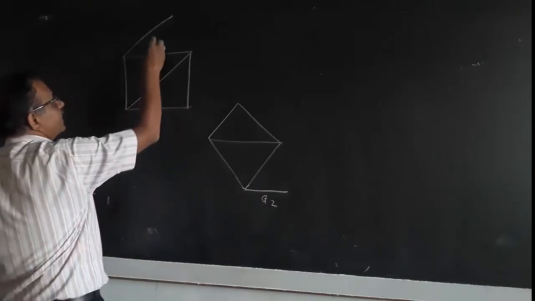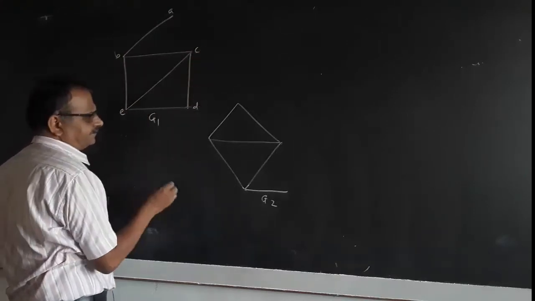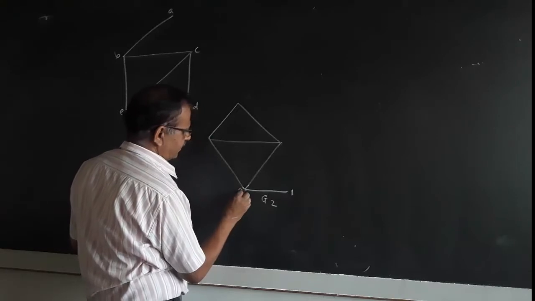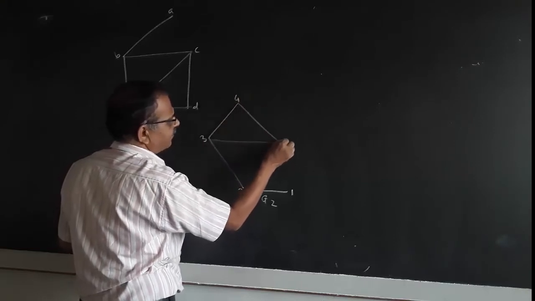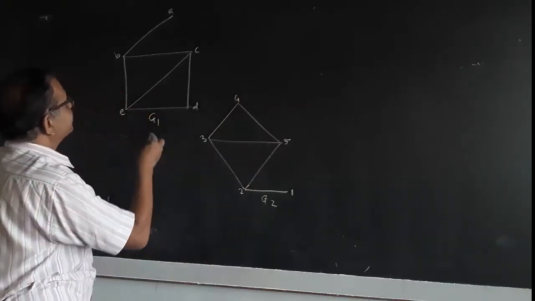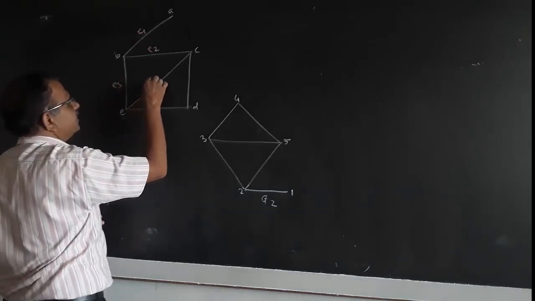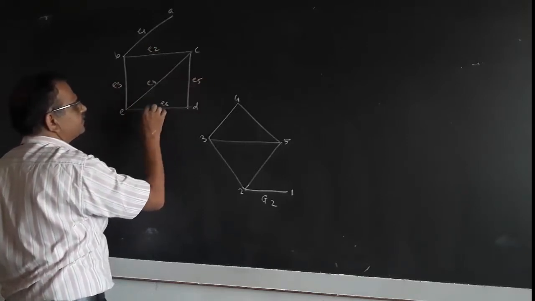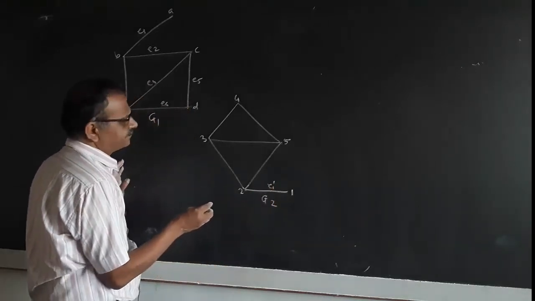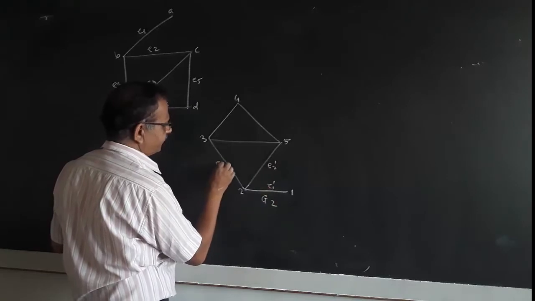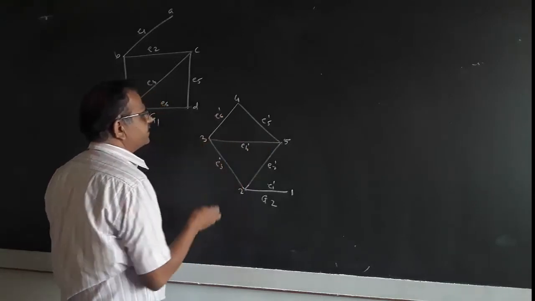I shall label first these 2 graphs: A, B, C, D, E and 1, 2, 3, 4 and 5. I shall label edges E1, E2, E3, E4, E5, and E1 dash, E2 dash, E3 dash, E4 dash, E5 dash and E6 dash.